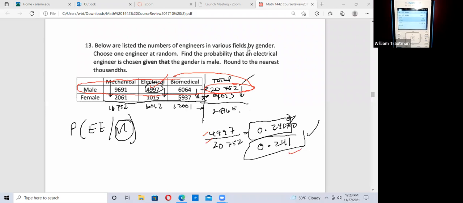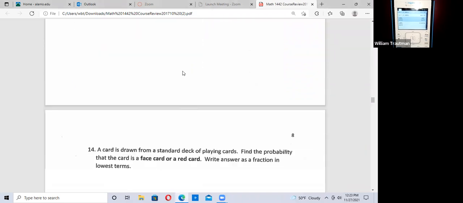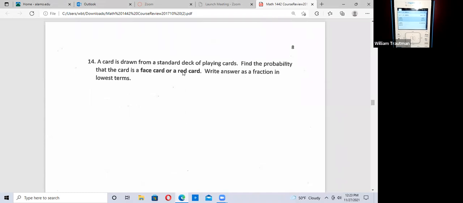All right. Question 14. A card is drawn from a deck. Find the probability the card is a face card. Well, Jack, Queen, and King are face cards, and there are hearts, diamonds, spades, and clubs. So there's 4 times 3. There are 12 face cards. And or red. So red cards, there are 26. Half of the 52 cards are red.